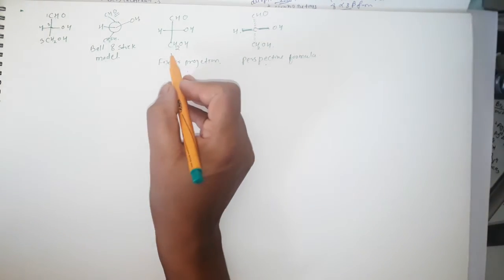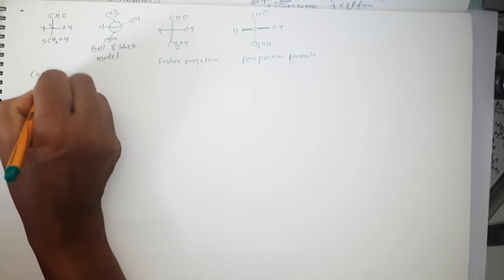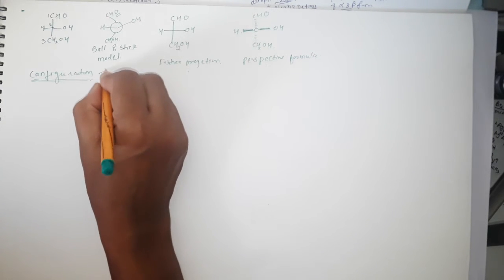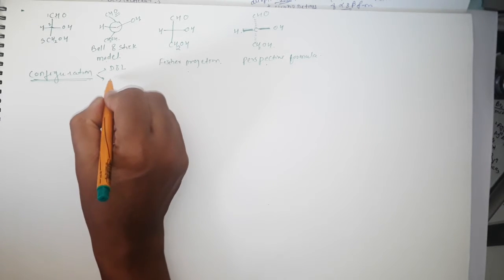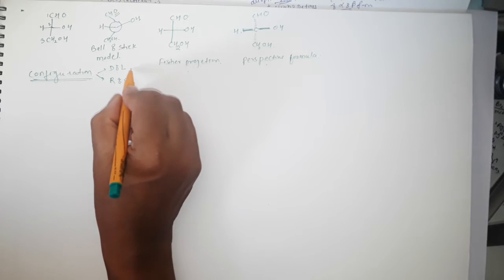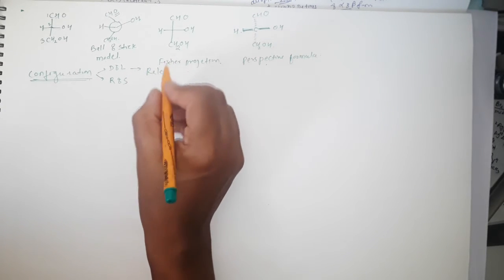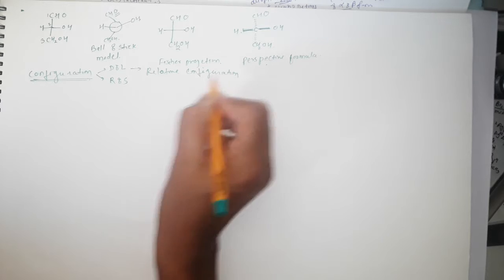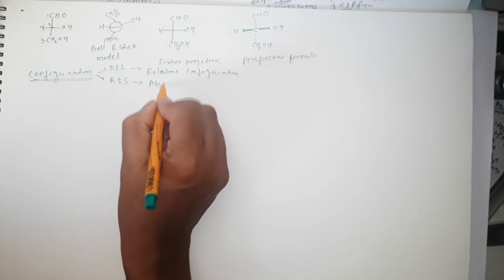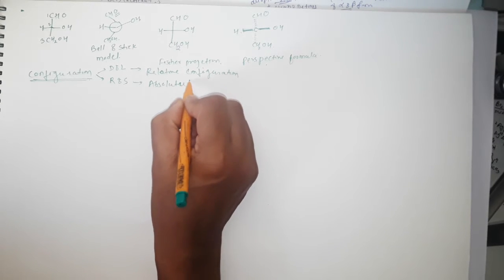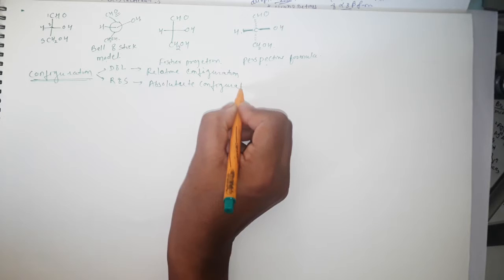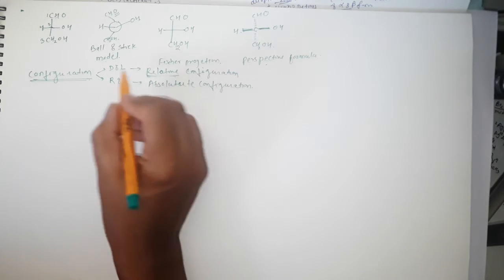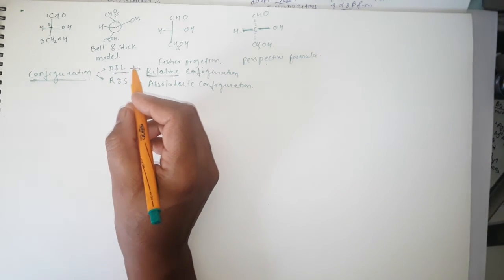Now, we will see the configuration. We can represent this configuration in two forms. One is the D and L form, and another one is the R and S form. This D and L form is a relative term, a relative configuration, and R and S are the absolute configuration. Here this D and L are generally used for carbohydrates.